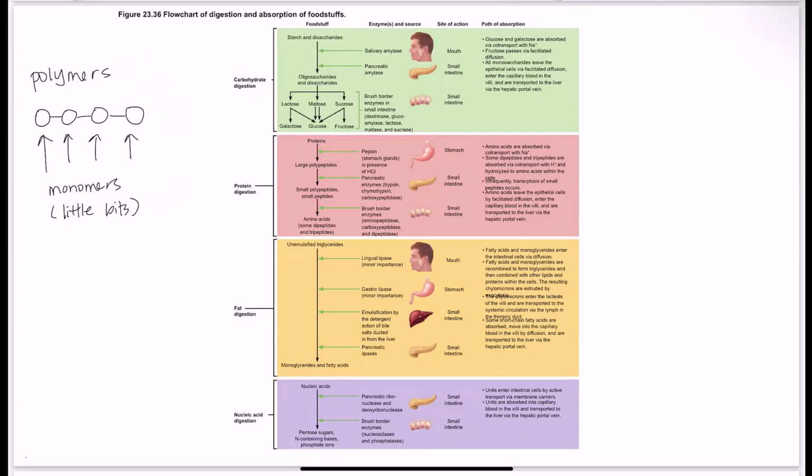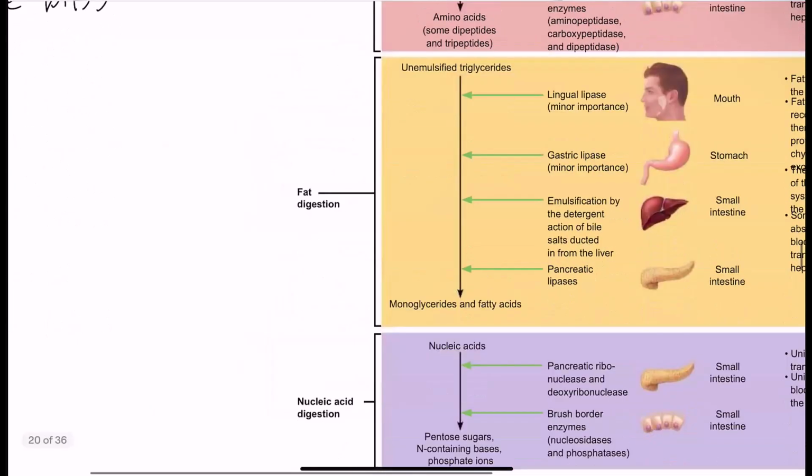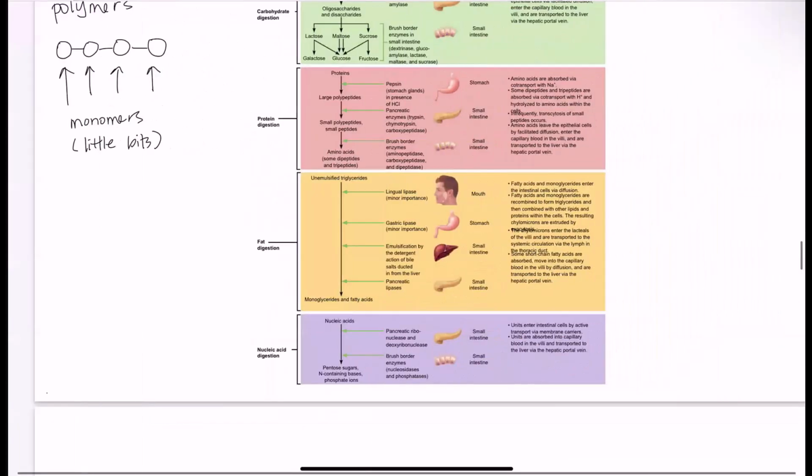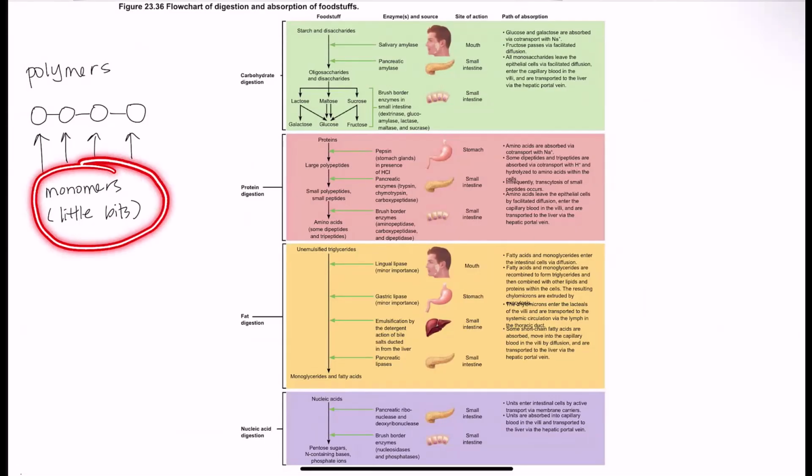Okay, so all of these that we see, carbohydrates, proteins, fats, nucleic acids, those are the big ones, the polymers. And then the goal of digestion is to get them down to monomers, a smaller bit that we can actually use and actually absorb and then use in the body. Okay, so back to the picture.